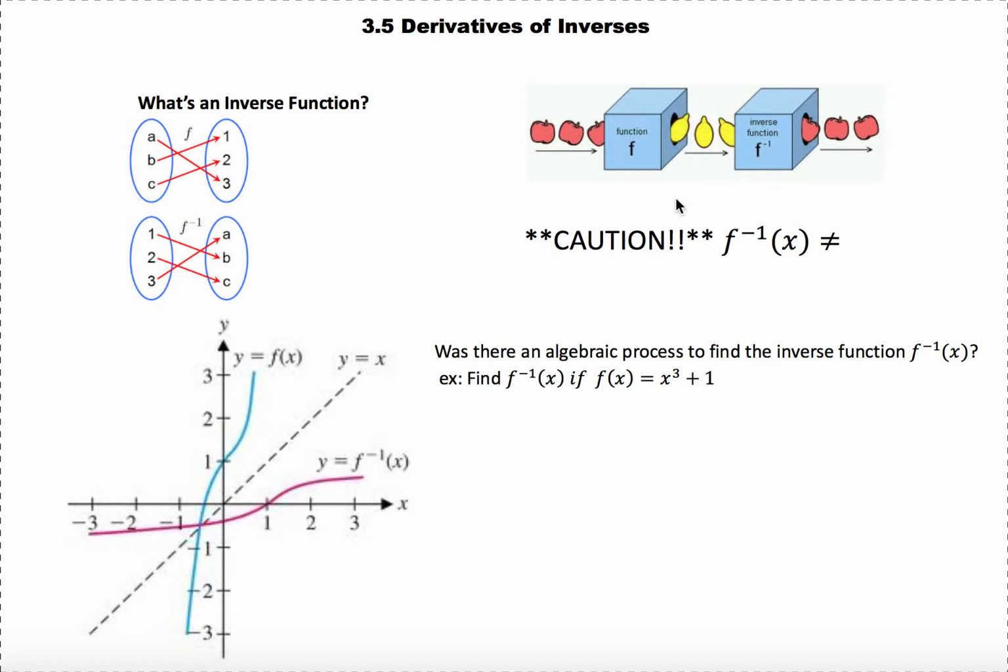We can think of it like this little function machine here. An apple goes into function f, and we get lemons out, and then the lemons go into the inverse, and we would return it back to apples.